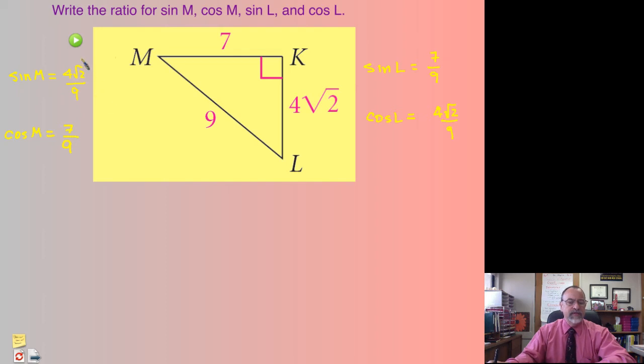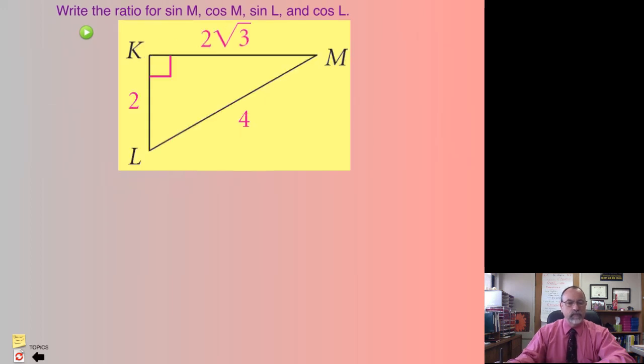We won't talk much about it this year, but when you get into a deeper study of trigonometry, you'll notice that the sine of M and the cosine of the other angle are the same. And you'll notice that the cosine of M and the sine of L are the same. So it's an interesting thing that happens, that the cosine of one angle is the sine of the other, and the sine of the one angle is the cosine of the other, which is an interesting concept that we'll study deeper when we get into advanced algebra.